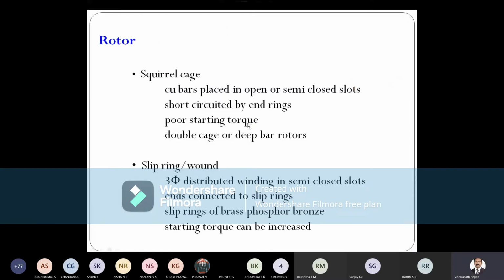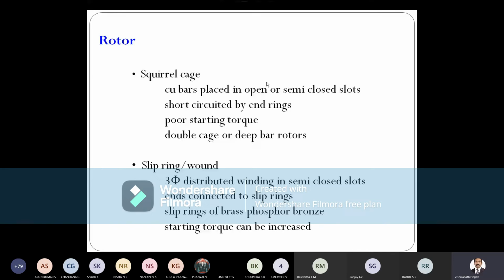Rotor is the rotating part of the induction motor. All the parts in the rotor are rotating. Hence, it is called rotational part or rotor. There are two types of rotors by construction. By construction, one is squirrel cage and other is called slip ring or wound rotor.